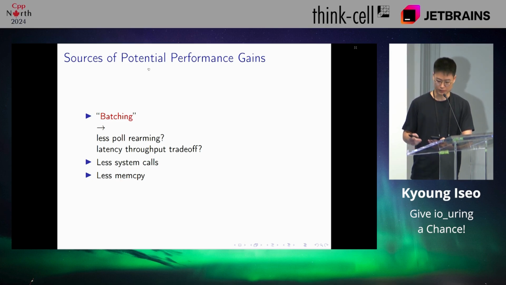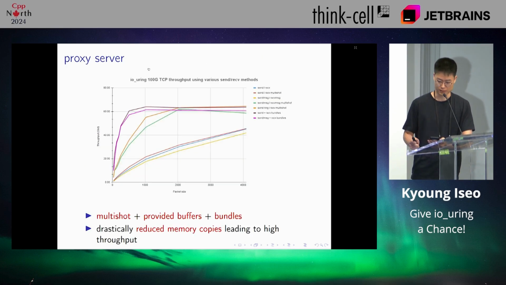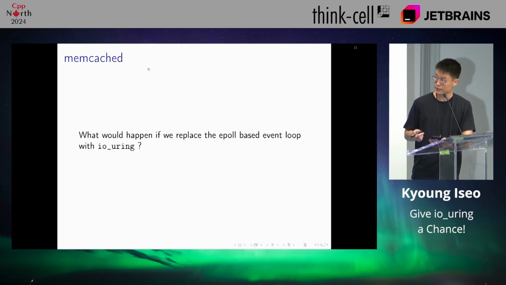So how does it look when we actually try to implement it? Well, let's first look at the example proxy server written by the inventor of io_uring itself, Jens Axboe at Meta. Using all these good things we saw in the previous slide, he was able to get a really handsome gain, based on drastically reduced memory copies and much better throughput when you're just passing data around. While staring at these tweets by him, my professor asked, what would happen if we replace the epoll-based event loop with io_uring?